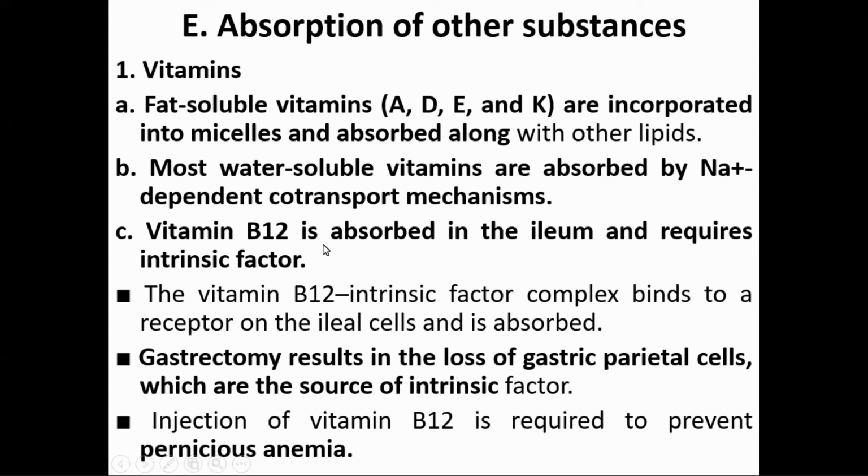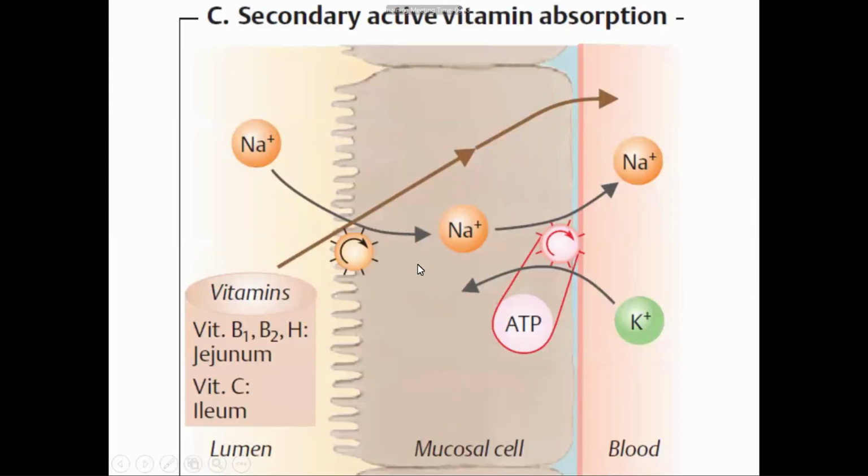Then vitamin B12 is absorbed through the ileum and it requires the intrinsic factor. If there is gastrectomy, then there is loss of the parietal cells. When there is loss of the parietal cells, intrinsic factor is not secreted. So if intrinsic factor is not secreted, vitamin B12 is not absorbed, which leads to pernicious anemia.